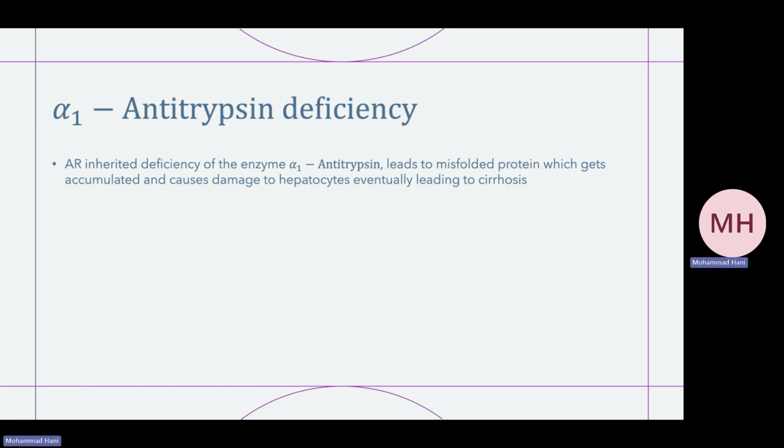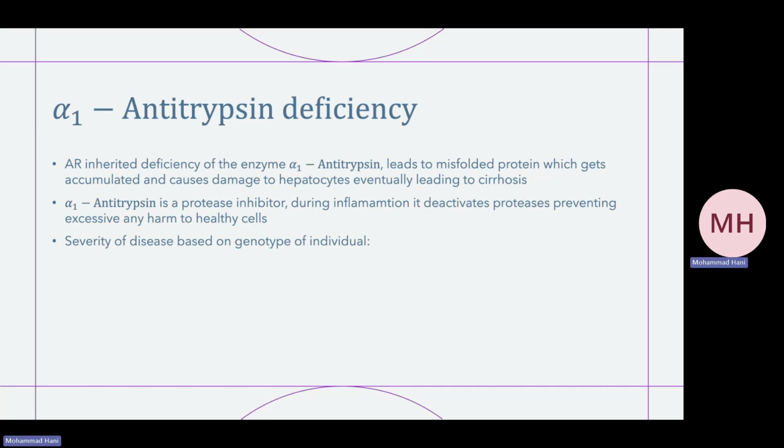Again, an autosomal recessive inherited deficiency of the enzyme alpha-1 antitrypsin. Now, the normal physiological function of this enzyme is that it is one of the enzymes there in inflammation, and it is a protease inhibitor. Its function is to prevent the proteases that are released and formed during inflammation from causing any harm to normal healthy cells. So, if you have a deficiency or a mutated version of this, it won't be able to function properly, and the proteases would be in excess, leading to unwanted damage to even healthy cells and tissues.